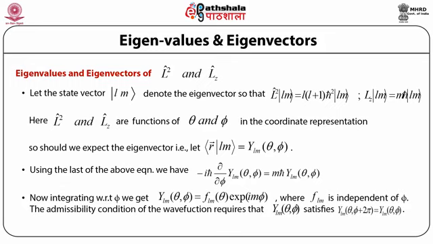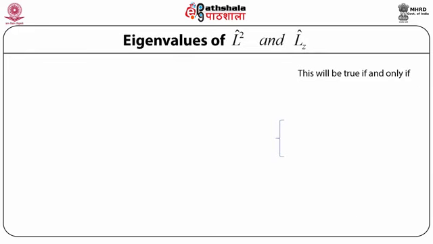The admissibility condition of the wave function requires that the spherical harmonic Y_lm(θ, φ) satisfies the periodicity condition Y_lm(θ, φ + 2π) equal to Y_lm(θ, φ), which means that the spherical harmonic is periodic in phi with a periodicity of 2π. Eigenvalues of the operator L² and operator Lz.